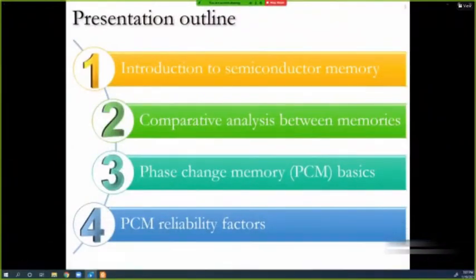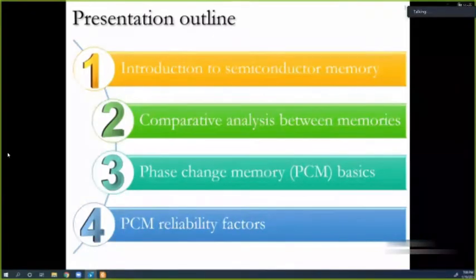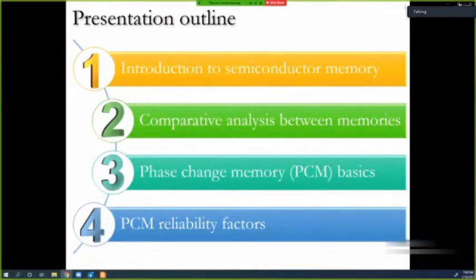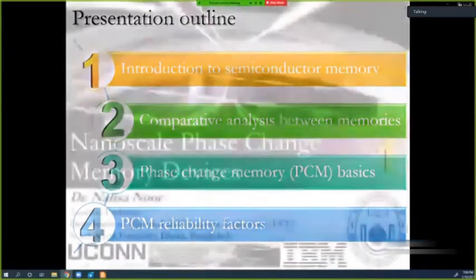This presentation has been divided into 4 separate modules. After each module, I'll pause and take the questions from the audience. In the first module, we will introduce the semiconductor memory concepts. In the second one, we will compare between several existing and emerging memory technologies. In this module, we will also discuss the importance of the new memory technologies like phase change memory or PCM. In the third module, we will introduce the fundamentals of phase change memory or PCM devices. In the fourth module, we will discuss several reliability factors of the PCM nano devices.